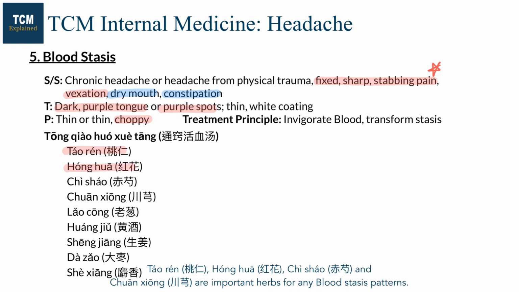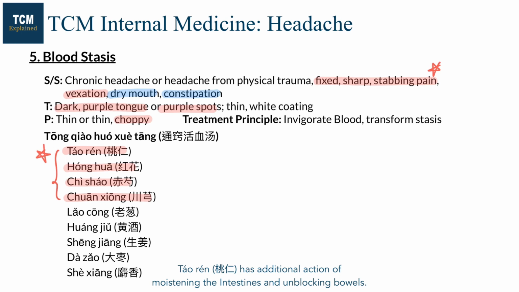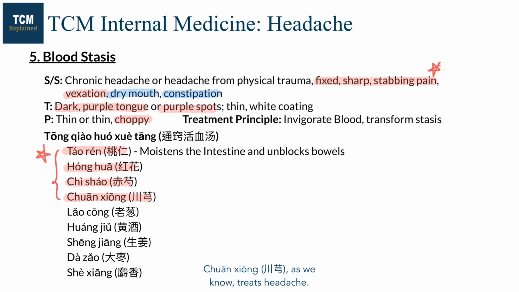桃仁, 红花, 赤芍, and 川芎 are important herbs for any blood stasis patterns. 桃仁 has additional action of moistening the intestines and unblocking bowels. 川芎, as we know, treats headache. 老葱 is 葱白. Blood stasis means there is cold. Weak yang qi cannot propel the blood, and cold congeals blood. 葱白 disperses cold and unblock yang.